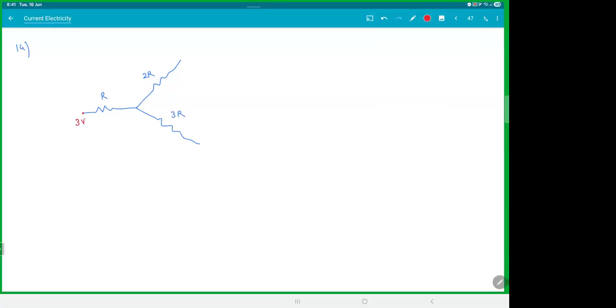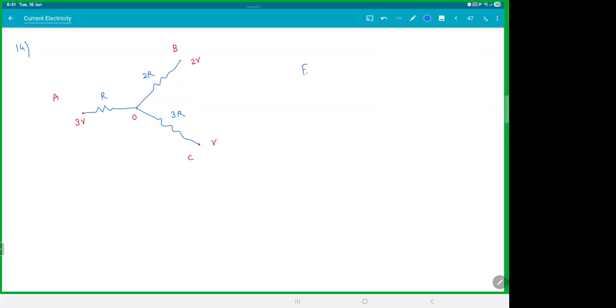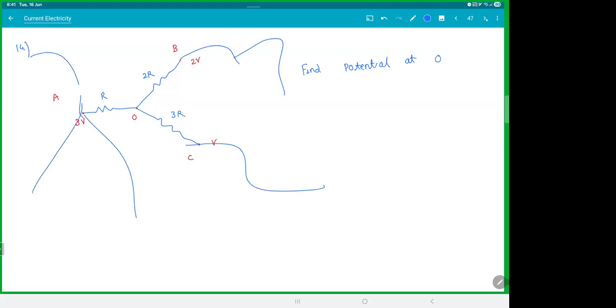This point's voltage is 3V. Let's call this point A. Let's call this thing O. Let's call this B, which is 2 volt, and let's call this C, which is V. So it's a Y-shaped branch. Find potential at O and the current in each branch. Actually in this circuit, there is a battery and the whole circuit here. I'm not showing you all that. I'm just showing a part of the circuit. Find potential at O and find current in each branch.